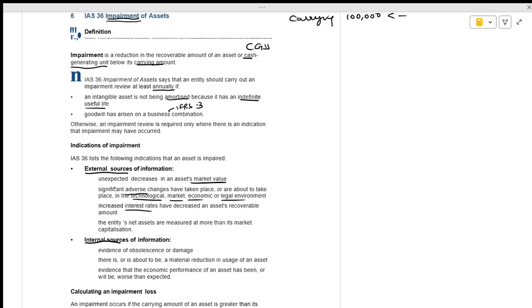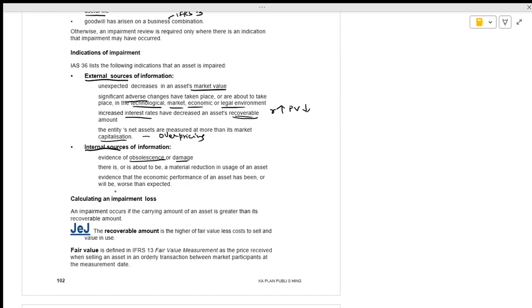If the rate of interest is increasing, what will happen? The value of the asset will decrease. Is that asset recoverable? If the rate of interest is increasing, what will happen? Value of R increases, present value will decrease. The entity's net assets are measured at more than its market value. Sometimes what will happen? They will be overpriced. Internal sources: obsolescence or damage. There is about to be a reduction in usage of the asset. Is that we are not using the things appropriately and as per the specifications.